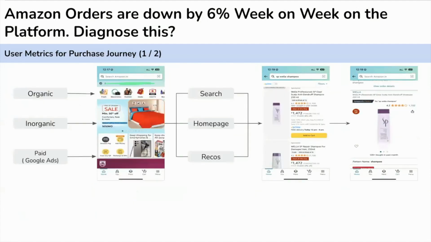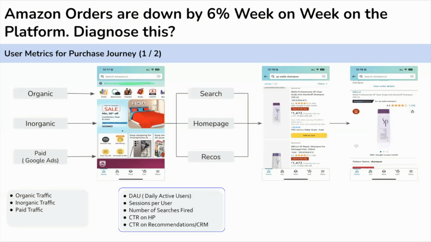Once we have identified the journey, it is time to see the metrics to find out at which layer the drop is happening. First, we will track the traffic coming onto the platform from all the sources. We will check if the traffic has reduced or not. If it has reduced, from what channel it has reduced. But let's assume that we haven't seen any drop from any of the channels. That means we are getting the traffic on the Amazon platform.